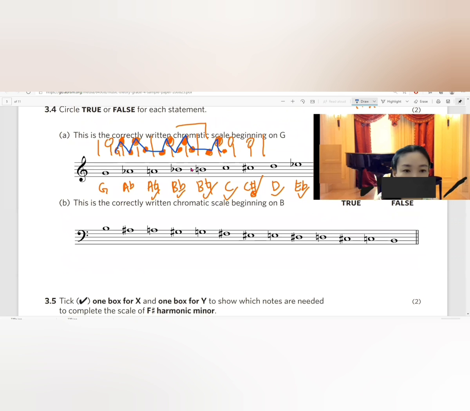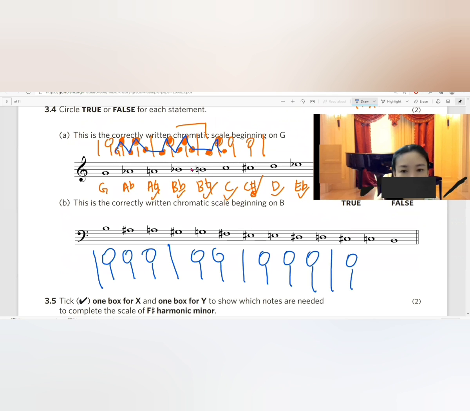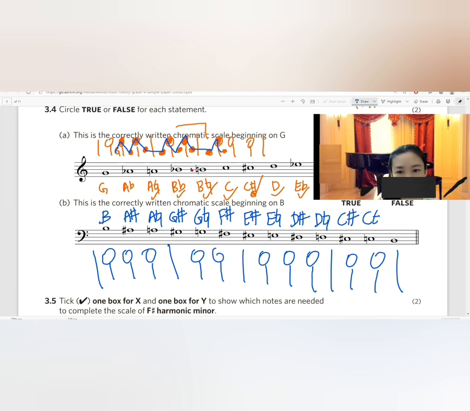Next one, chromatic scale beginning on B. Okay, so we use the keyboard again. Sorry, this is not in treble clef. This is in bass clef. Sorry about that. For bass clef, this starts with B, then A sharp, and then A natural, and then G sharp, G natural, F sharp, E natural, D sharp, D natural, C sharp, C natural, and B.